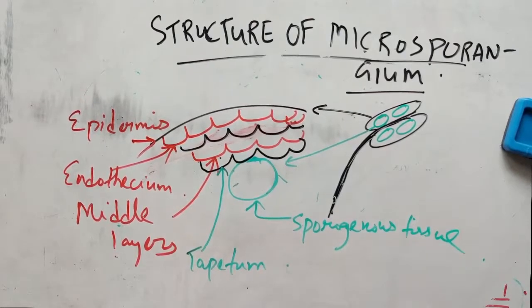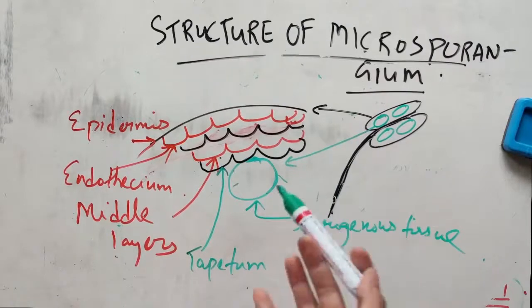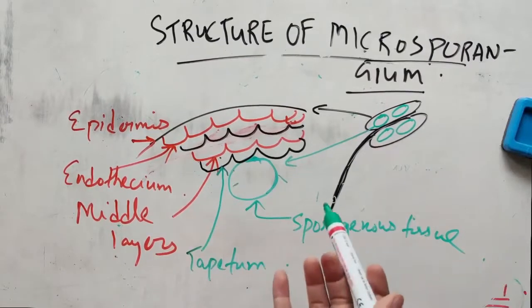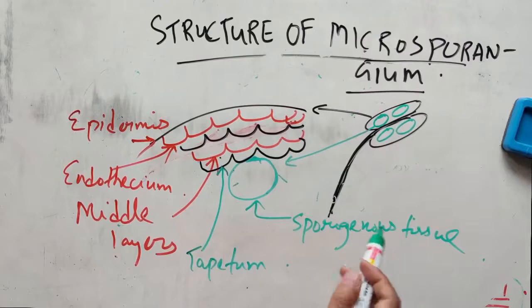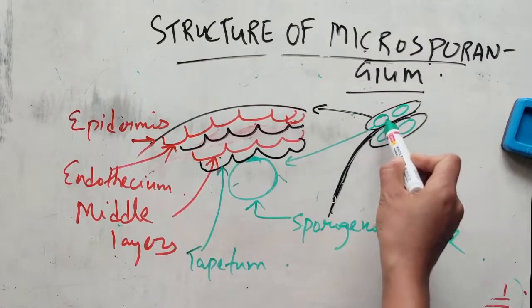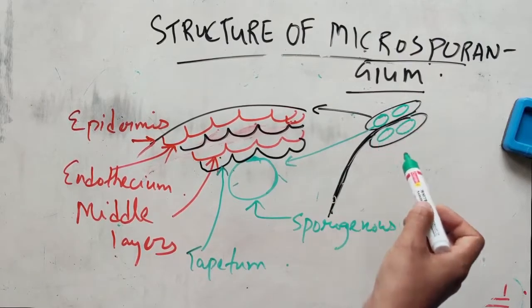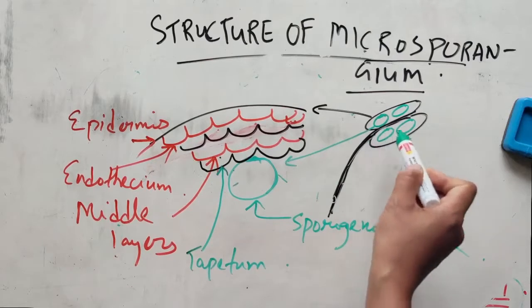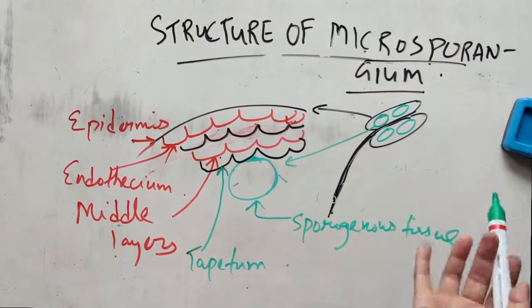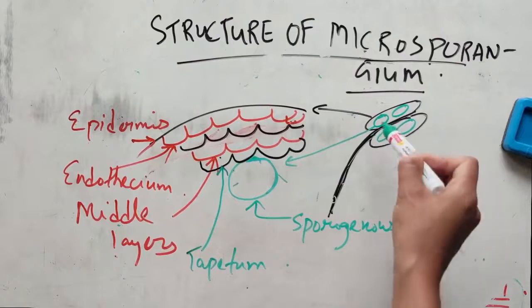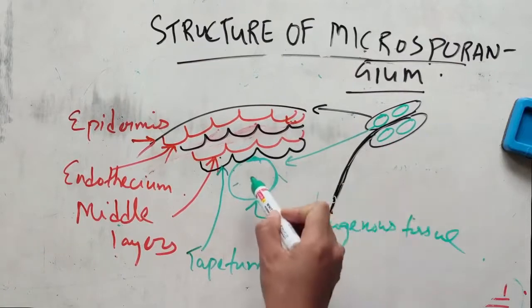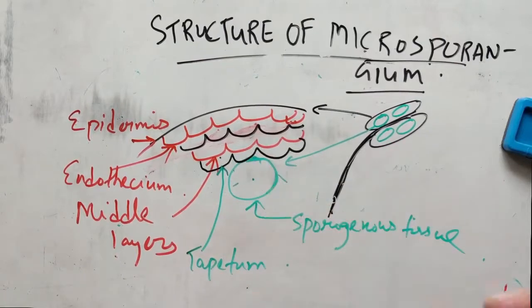The sporogenous tissue is important. At the center, inside this, there are spores and pollen grains, which are the same thing obviously. The pollen grains are so important because they are going to take part in reproduction, so we need to protect them.